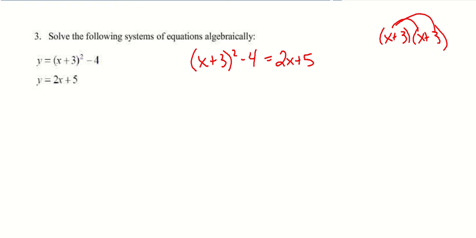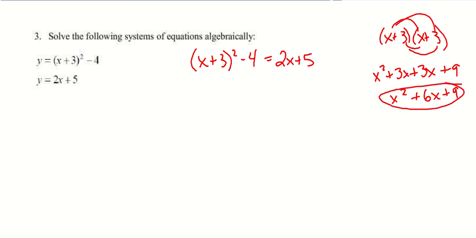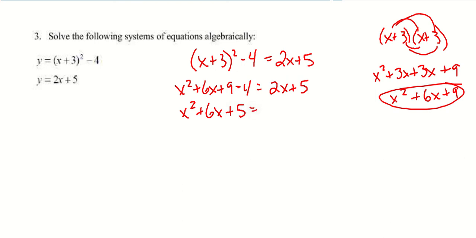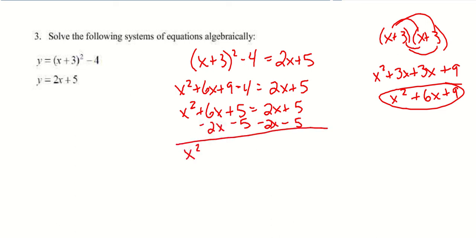Then I just do my rainbow, and we get x squared plus 3x plus 3x plus 9, which gives us x squared plus 6x plus 9. And now I'm going to bring this back into my equation and rewrite it as x squared plus 6x plus 9 minus 4, and that's 2x plus 5. Okay, so this really turns into x squared plus 6x plus 5 is equal to 2x plus 5. So subtract the 5's, which is going to make that go to 0. Move the 2x over, which gives us 4x, and then we solve. So x squared, here we're going to get plus 4x, and then equal to 0.